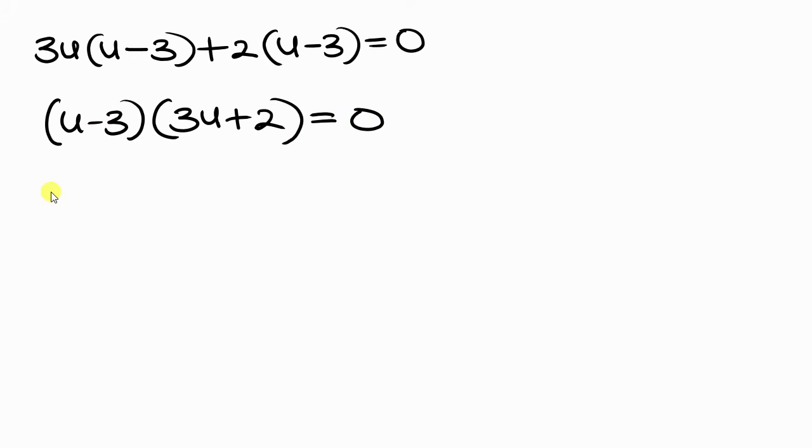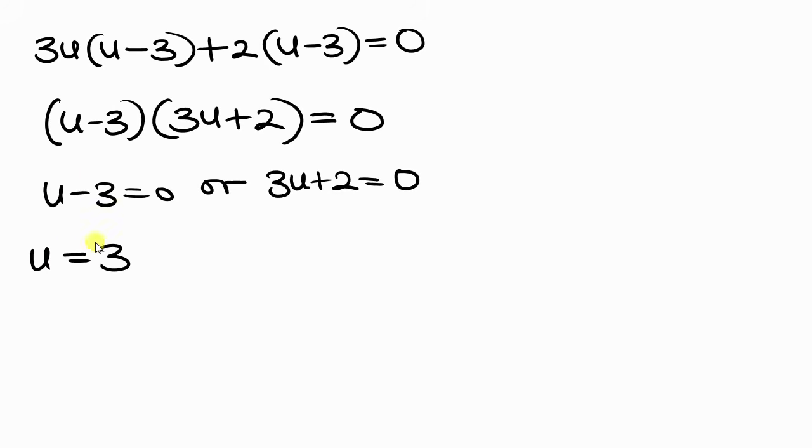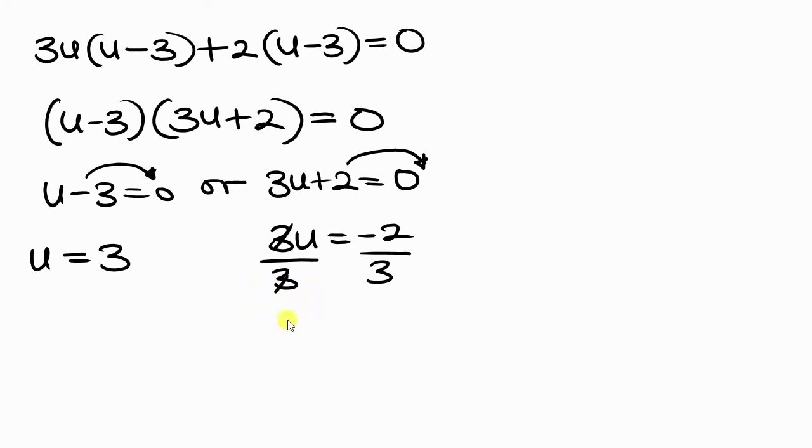So we have two cases. We have u minus 3 to be equal to 0, or we have 3u plus 2 to be equal to 0. Now from the first case, u will be equal to 3 as we move negative 3 to the right. And then from the second case, we're going to have 3u to be equal to, as I move this to the right, it becomes negative 2. Now divide both sides by 3. 3 cancels out, leaving u to be equal to negative 2 all over 3. So we have u to be 3 and u to be negative 2 over 3.